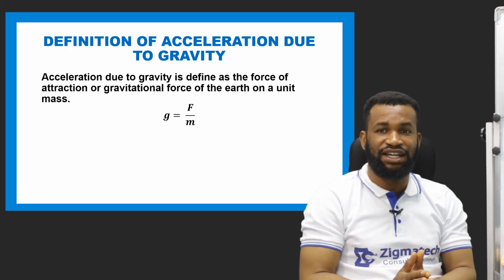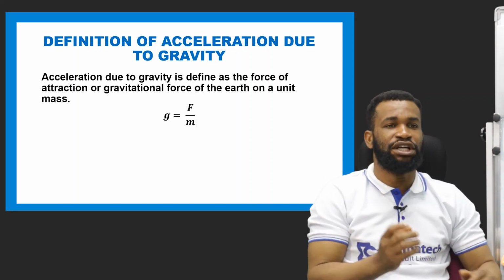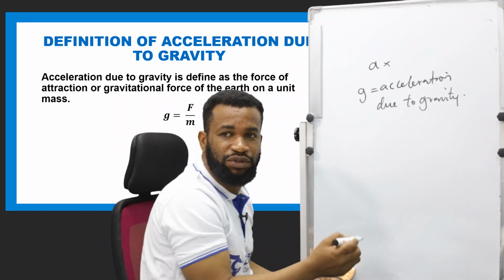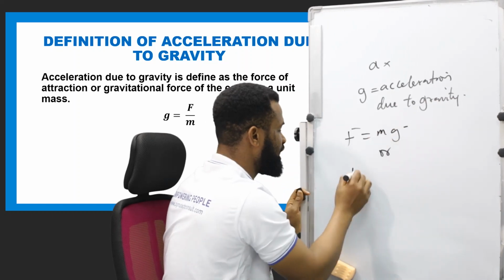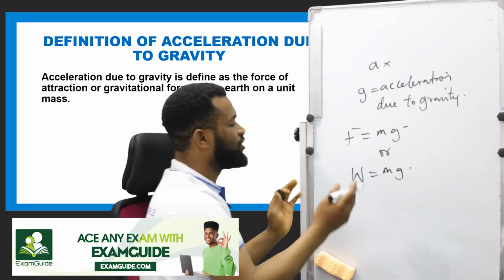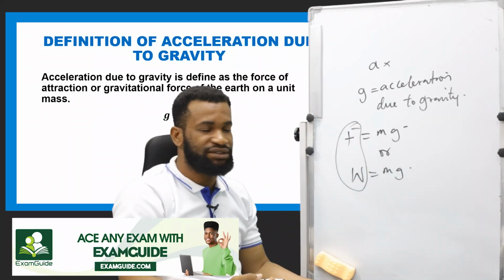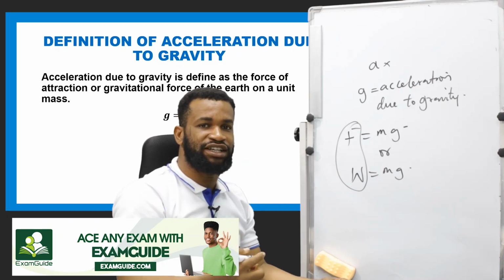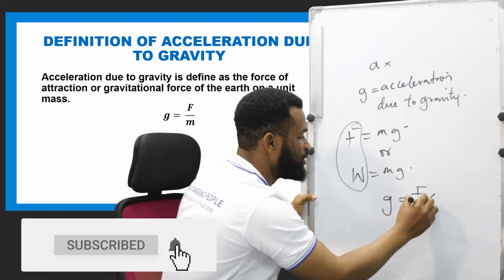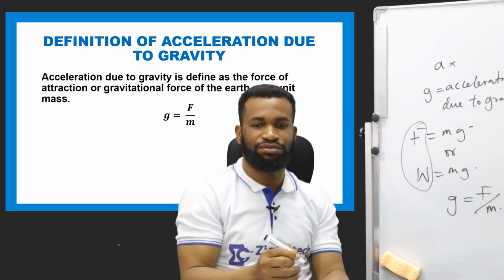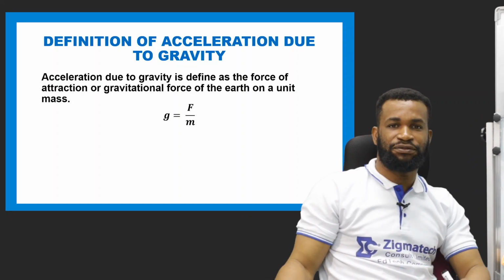Acceleration due to gravity is defined as the force of attraction or pull of the earth on a unit mass. From that, we now have that F is equal to mg, or sometimes we say that weight is equal to mg. Both are the same thing, because there is a special force called weight, which is acted upon by a gravitational force. Then we say that acceleration due to gravity is equal to the force per unit mass. That is the best definition at your level for now.